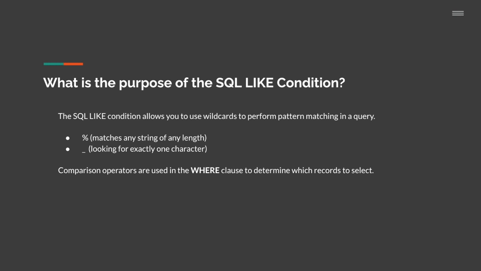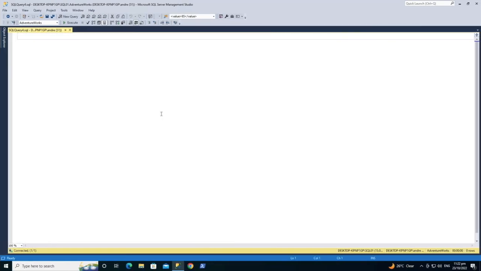Now the percentage sign is used to match any string of any length, whereas the underscore is looking for exactly one character. Now with this being a comparison operator, it is utilized in the where clause. But let's take a look at it in practice to get a better understanding as to how to actually apply these wildcards. So today we'll be looking at our vehicles table. So let's do a select statement on that.